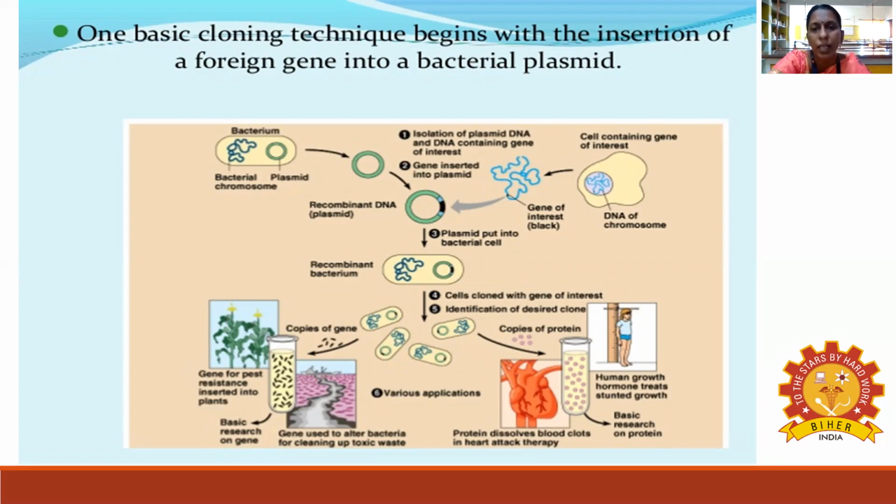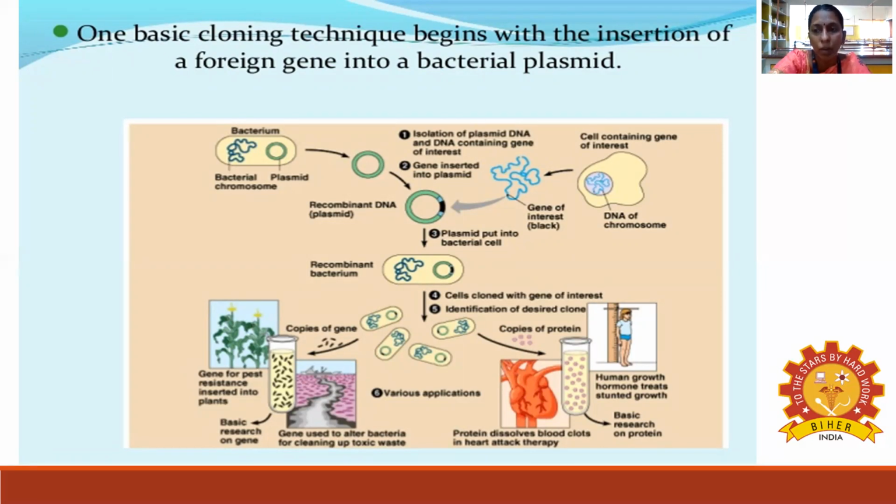So the extra chromosomal part of the DNA you want to isolate. The first step is the isolation of the plasmid DNA, and the next step is taking the particular gene of interest, the gene you want to insert into the plasmid. So the first step is taking the plasmid DNA, and the second step is the desired DNA. Where is the desired DNA taken from? It is taken from the cell containing the gene of interest, from the chromosome, and you take the gene.